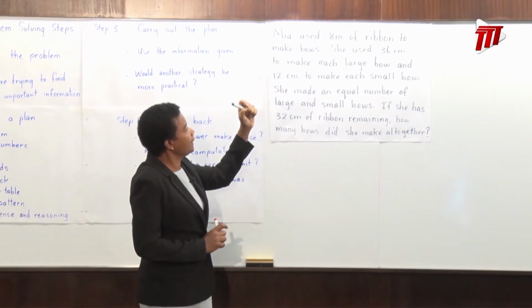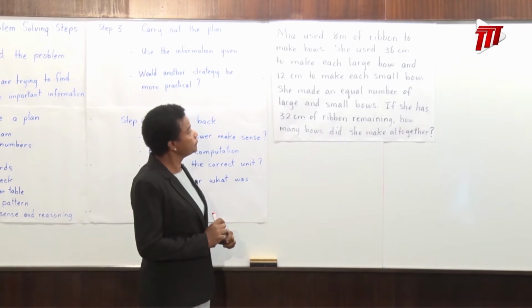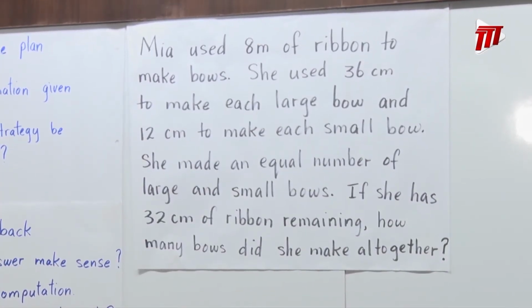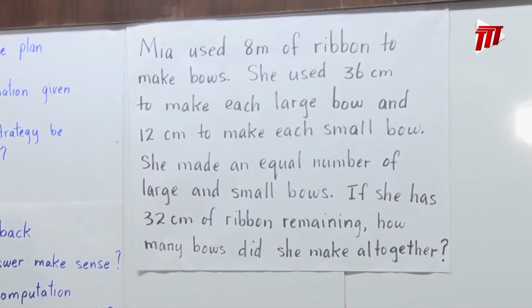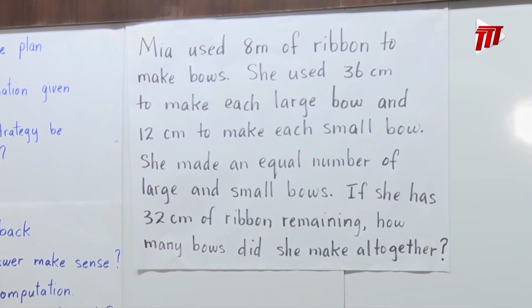Mia used 8 meters of ribbon to make bows. She used 36 centimeters to make each large bow and 12 centimeters to make each small bow. She made an equal number of large and small bows. If she has 32 centimeters of ribbon remaining, how many bows did she make altogether?